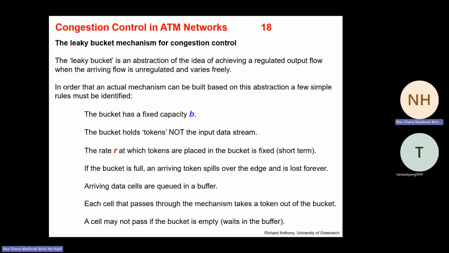In order that an actual mechanism can be built based on this abstraction, a few simple rules can be identified. The bucket has a fixed capacity. The bucket holds tokens, not the input data stream. The rate R at which tokens are placed in the bucket is fixed for the short term. If your bucket is full, arriving tokens will spill over the edge and be lost forever. Arriving data are queued inside your buffer, and each cell that passes through the mechanism takes a token out of the bucket. A cell may not pass if the bucket is empty. Therefore, it will wait inside your buffer.